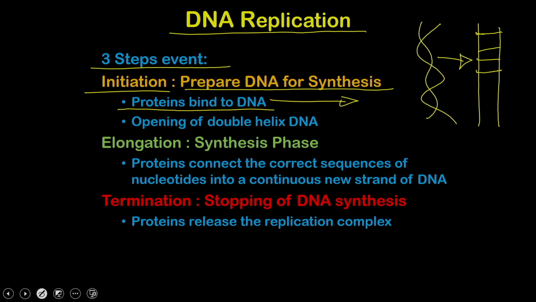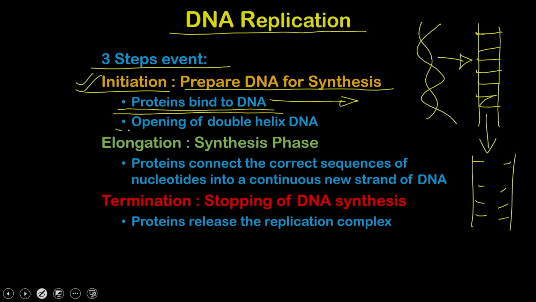So, you first generate the double stranded DNA, and then you have to break the 2 strands separately, so that it is ready for accepting the machinery, and that is what happens in the initiation stage. In the initiation stage the protein will bind to the DNA, and then there will be an opening of the double helix DNA, so that it becomes single stranded DNA. So, the single stranded DNA is generated in the initiation stage.